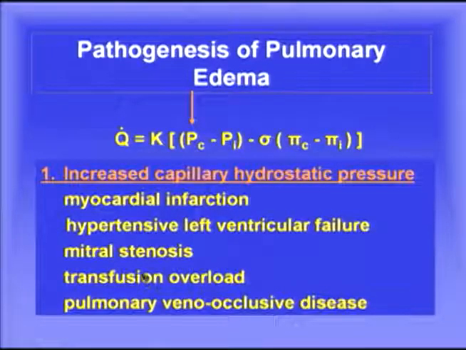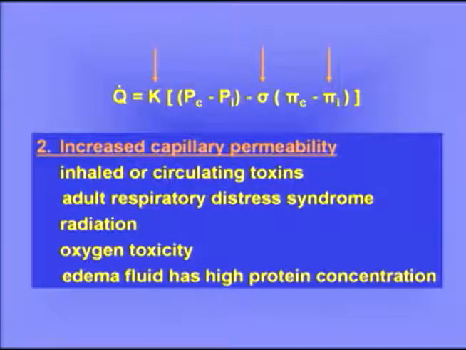Transfusion overload, which sometimes occurs during an over-enthusiastic transfusion in the intensive care unit, is another cause. And a rather unusual disease, pulmonary veno-occlusive disease, where the veins are diseased, is also an example.